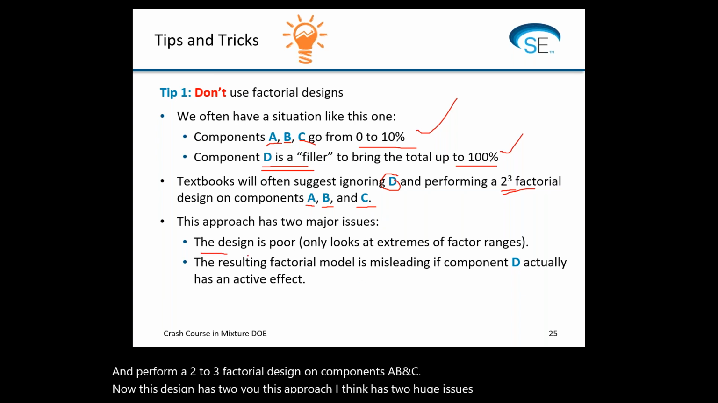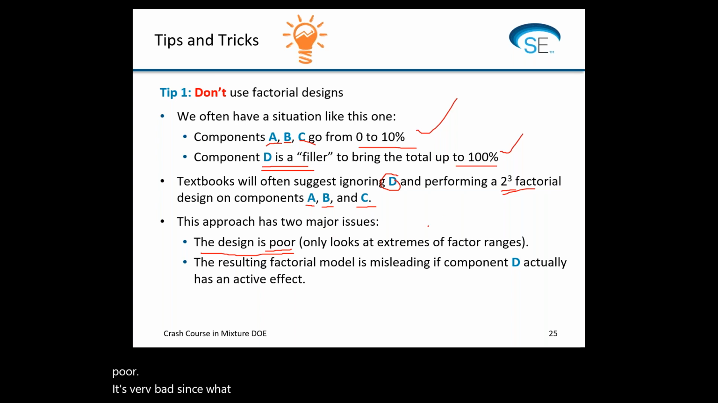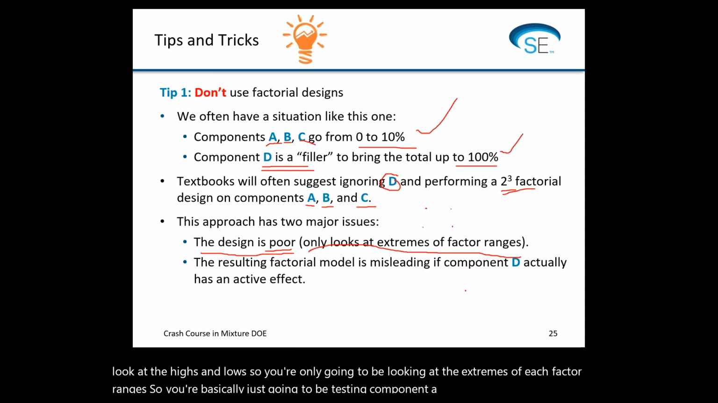First of all, the design is poor. It's very bad, since a factorial design will typically only look at the highs and lows. So you're only going to be looking at the extremes of each factor's range. You're basically just going to be testing component A at 0 and component A at 10%, component B at 0, component B at 10%.